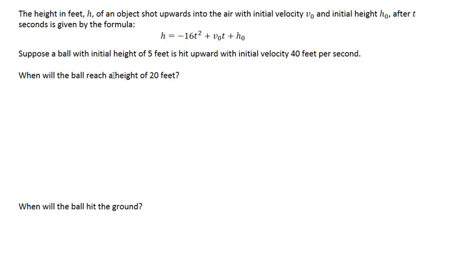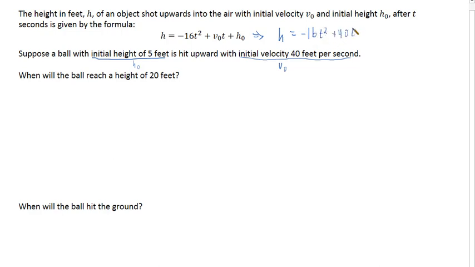First, let's develop the formula using the information that we have. We have an initial height of 5 feet, so that's the h0, and an initial velocity of 40 feet per second, that's the v0. So we'll use the equation, h is equal to negative 16t squared plus 40t plus 5.